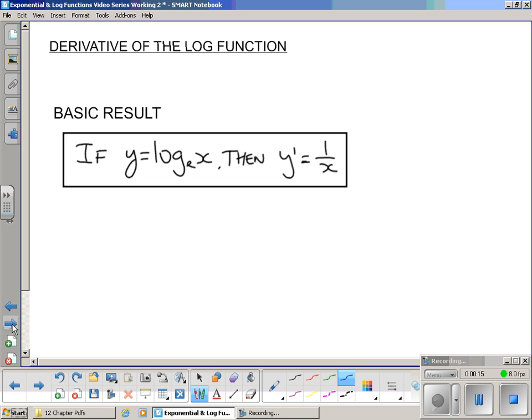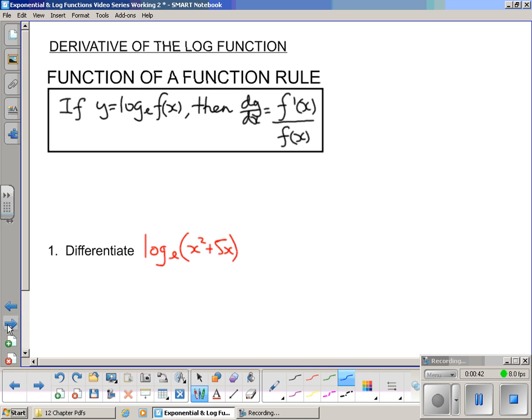So the basic result that we're following is that when we've got y equals log to the base e of x, then the derivative of that is a 1 on the top and an x on the bottom. So notice that the x is our function we're talking about here. So it goes down the bottom, and the derivative of that x is on the top. So that's the general pattern, but we move fairly quickly straight to a more useful example, really.